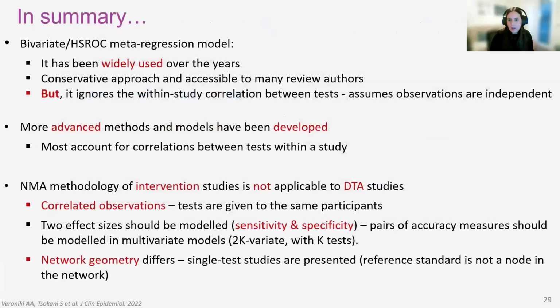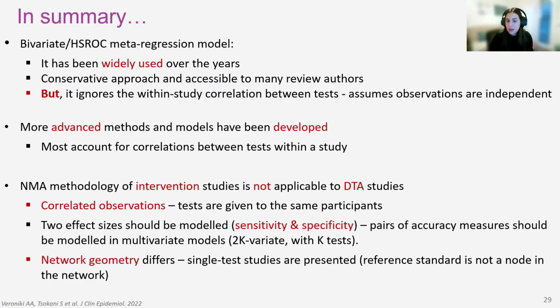So to summarize, the meta-regression models have been widely used over the years, but there is a main limitation. Both the Data-Shock and the bivariate approaches for meta-regression ignore the within-study correlation between the tests. So we assume that observations between tests assessed within the same participants are independent, which does not hold. It's unlikely to hold, because meta-analyses are dominated by studies with within participant designs. So all participants usually receive all the tests.